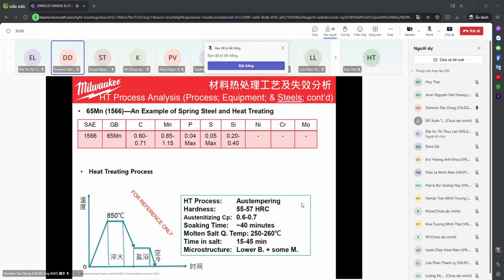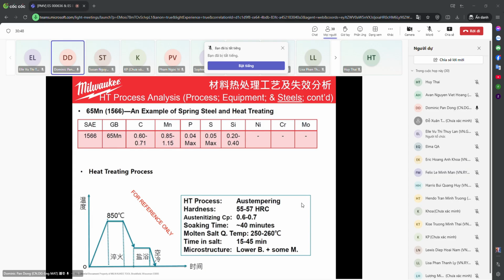That means the parts are heated up to 850 Celsius and dropped into molten salt baths, that means the liquid made of salt, at a temperature around 250 to 260. Please pay attention to the time inside the salt bath. It requires 15 to 45 minutes. For other parts, for quenching, the time duration inside the oil tank doesn't play that big a role, but for oil tempering, this time duration inside the molten salt bath is key for our success.